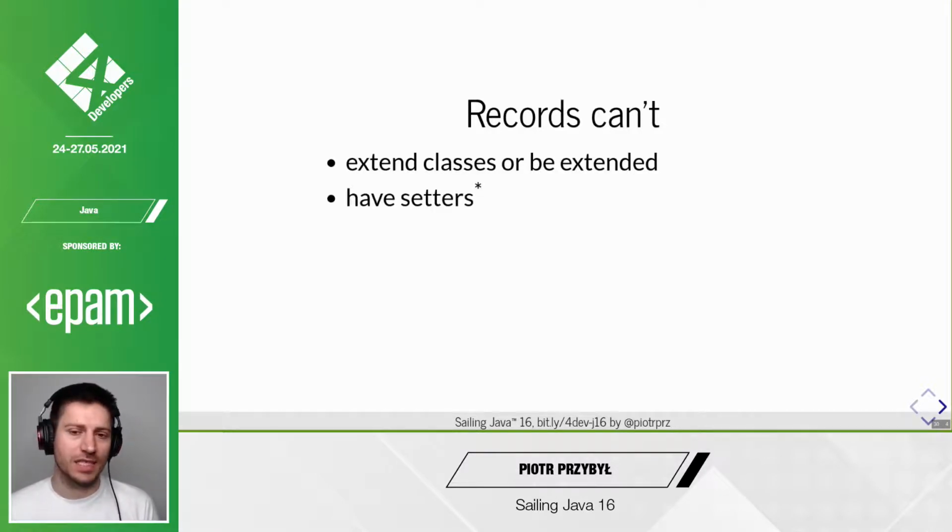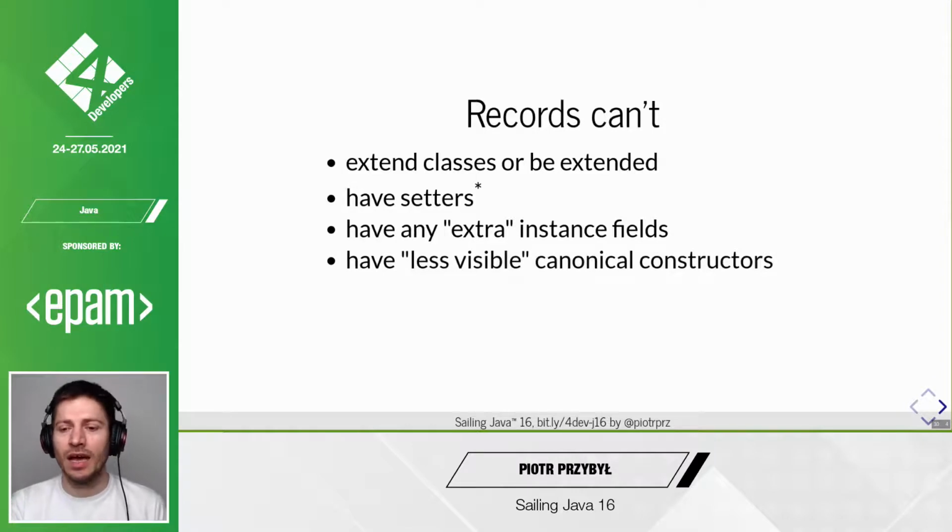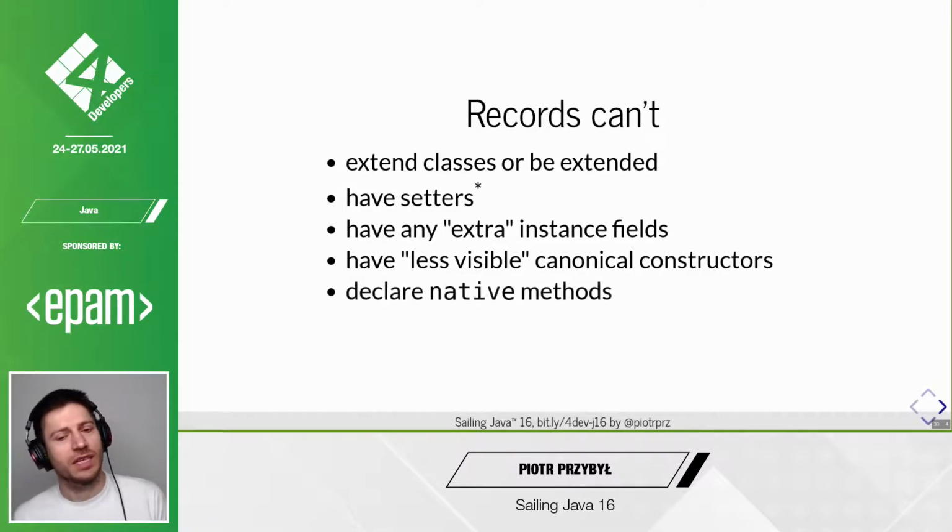They cannot have any setters. I mean, we could have, in theory, a method which is mutating a mutable field under the hood, but it's not like a setter for this component or the field, right? Because the field itself is final, so any setters won't work in this way. And they cannot have any extra instance fields, like a super private one, for example, like you can do in case classes in Scala. And they cannot have less visible canonical constructors, meaning if a record is public, we cannot define a canonical constructor which is, for example, package default. And they cannot declare native methods.